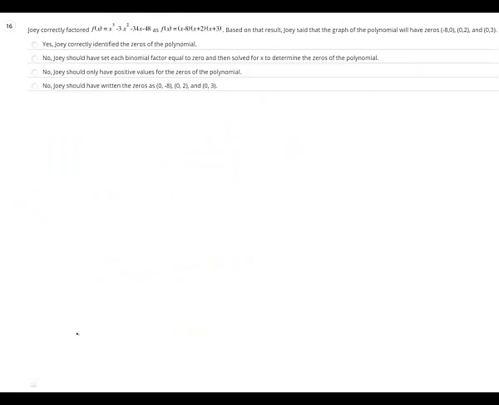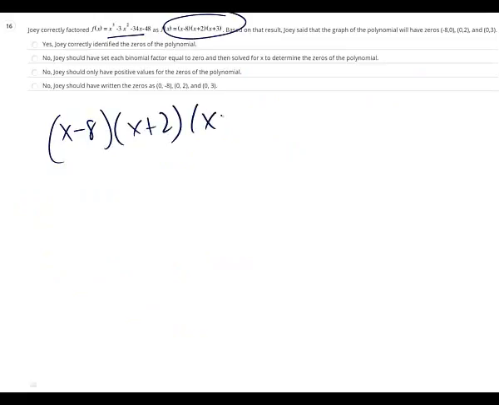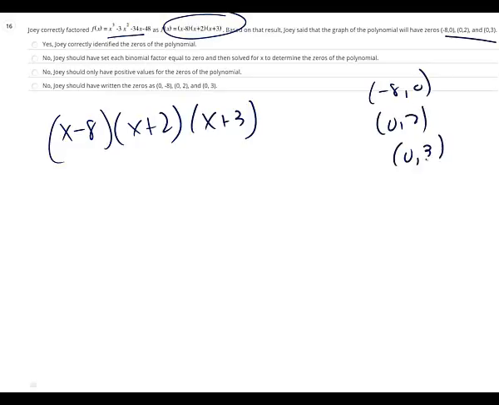16? Okay. So this one right here, we've got Joey. It says that he took this and he factored it correctly as this, which means we have x minus 8 times x plus 2 times x plus 3. I don't even need to worry about this first part here. It already gave it to us factored. That was nice. Based on that result, Joey said that the graph of the polynomial will have these zeros. So the zeros were negative 8, 0, 0, 2, and 0, 3.